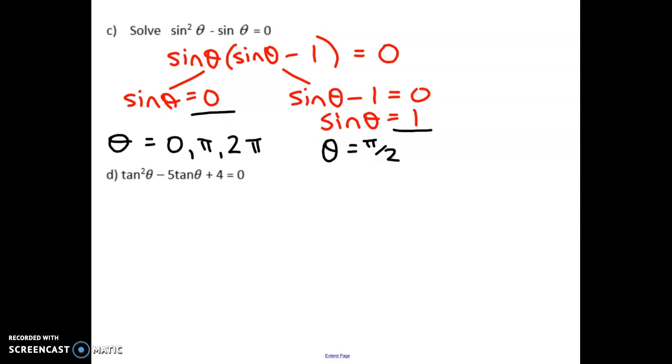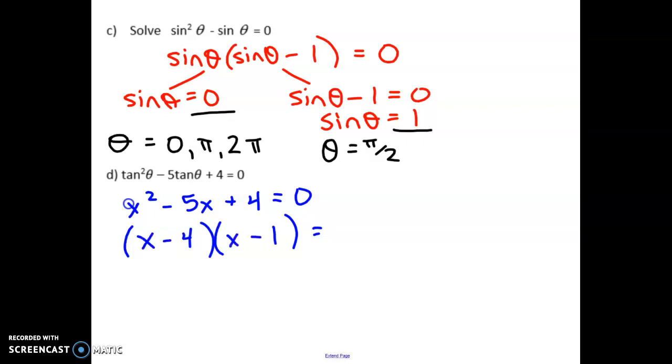Alright, question D says that tan squared theta minus 5 tan theta plus 4 equals 0. Now, again, I see a squared, so I can factor this. Think of this as x squared minus 5x plus 4 equals 0. Again, you can pretend that your tan is your x. So this is just a quadratic, and when I factor it, I'm thinking of two numbers that add to get minus 5 and multiply to get positive 4. So we'd have x minus 4 and x minus 1.